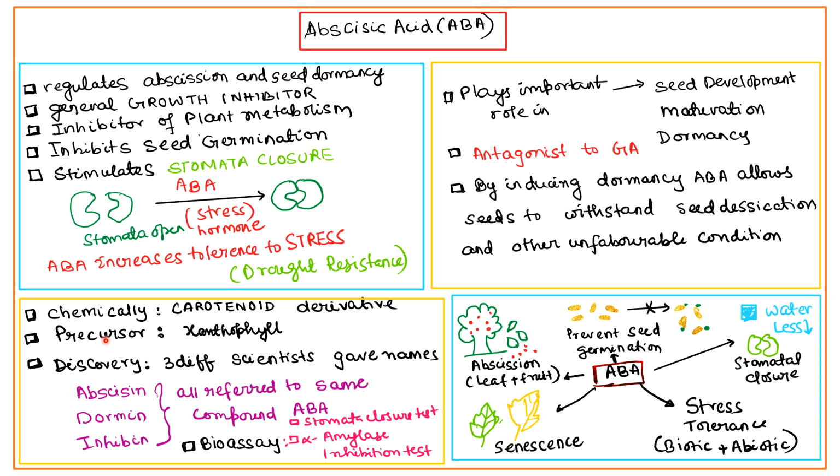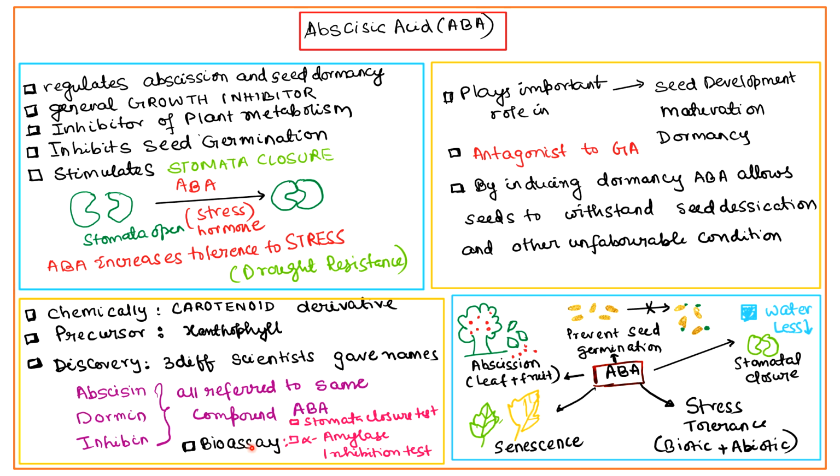Chemically, abscisic acid is a carotenoid derivative, precursor being xanthophyll. Coming to discovery part, 3 independent scientists discovered abscisic acid and termed abscissine, dormin, inhibin, but it was found to be the same compound, that is abscisic acid.